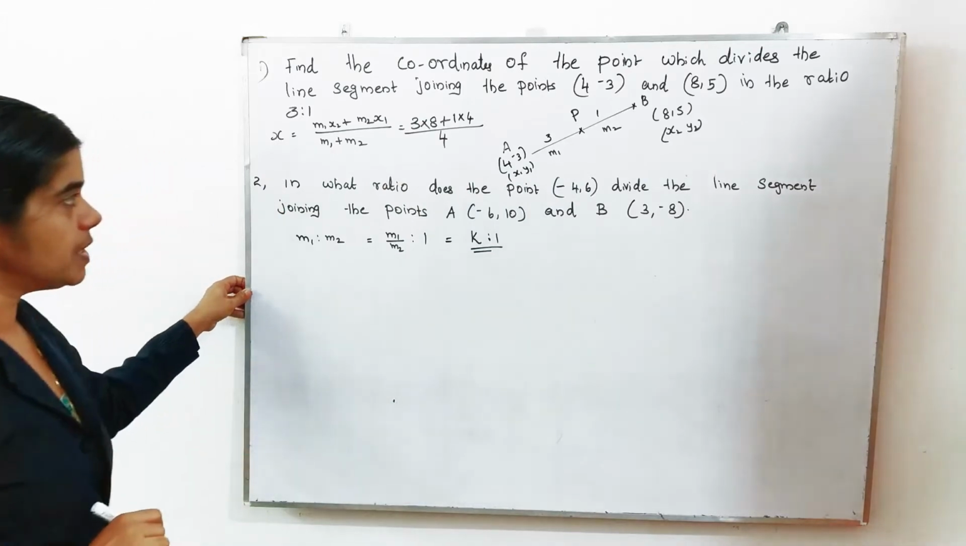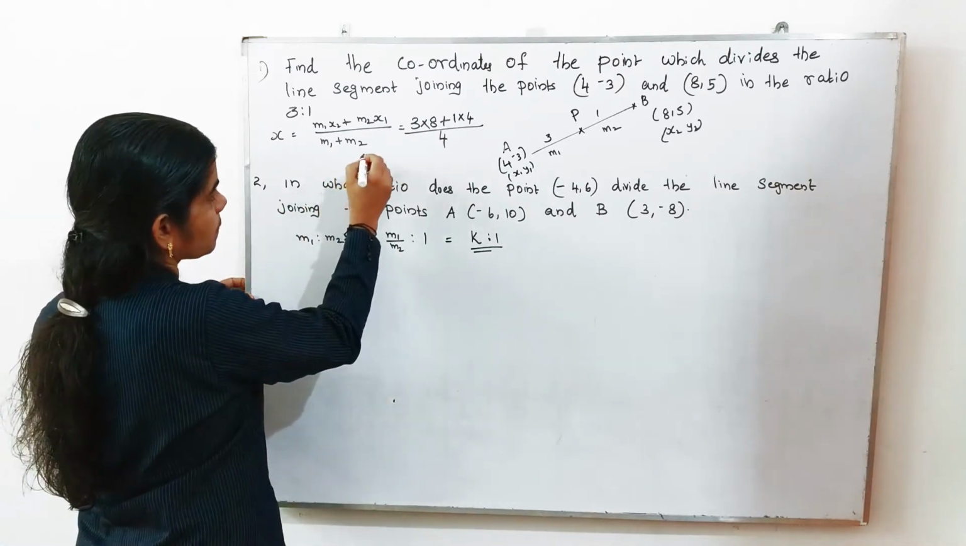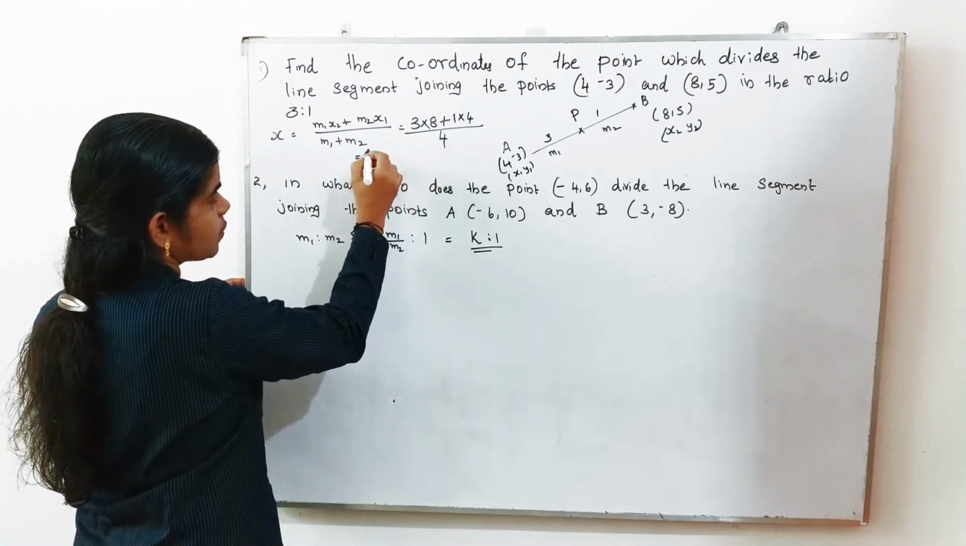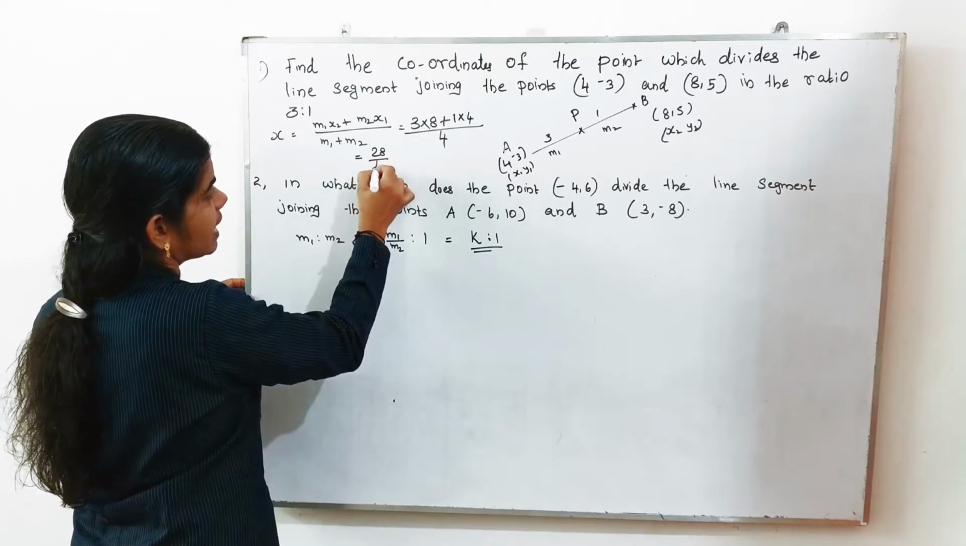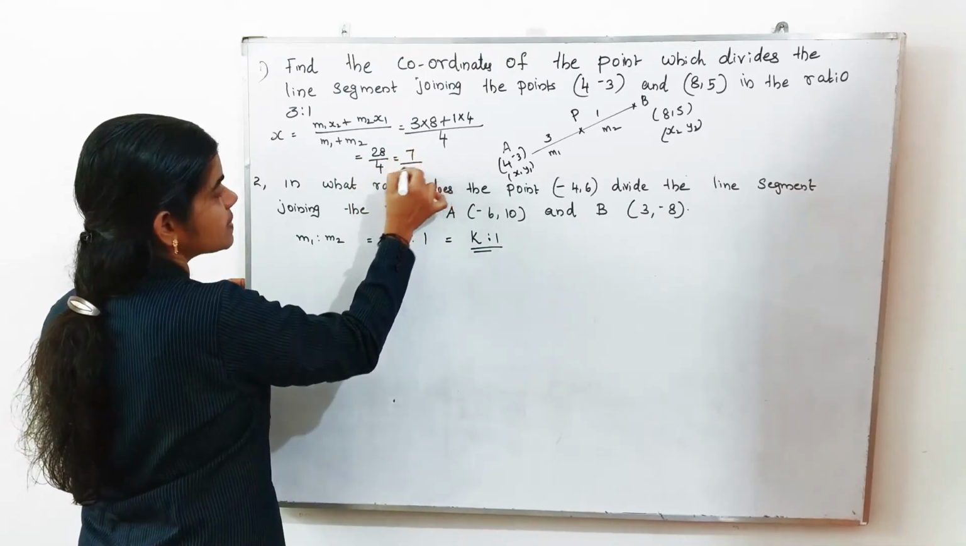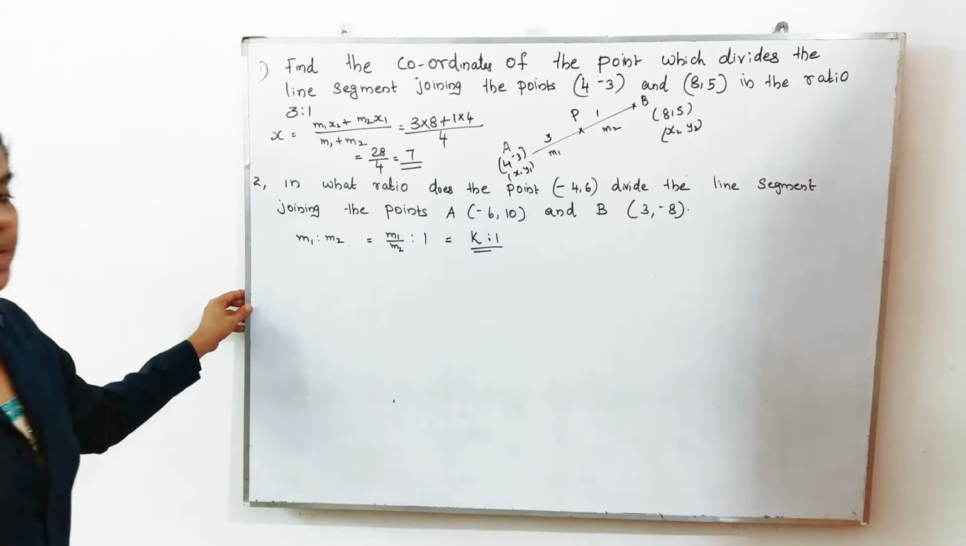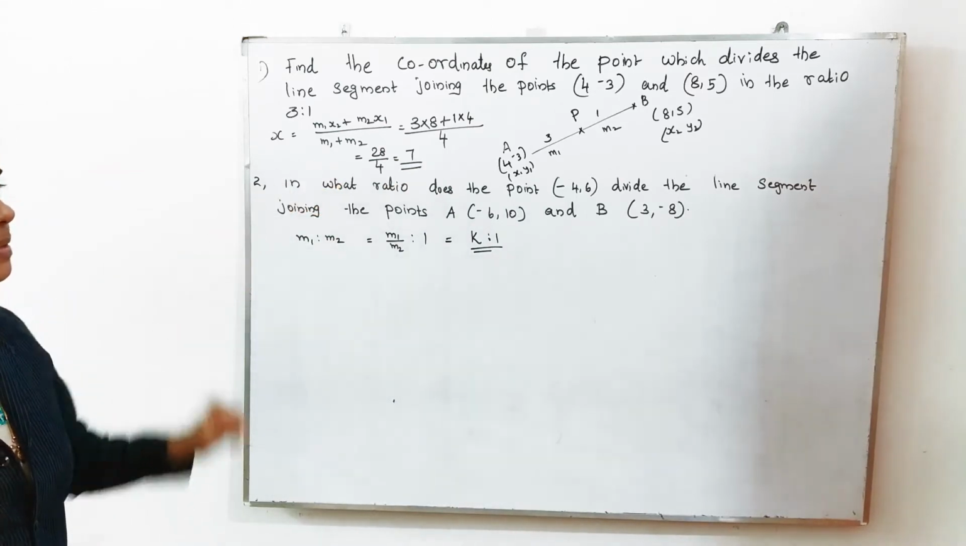Then 3 into 8 is 24, plus 4. 24 plus 4 is 28, divided by 4, that is equal to 7. The x coordinate of P is 7.